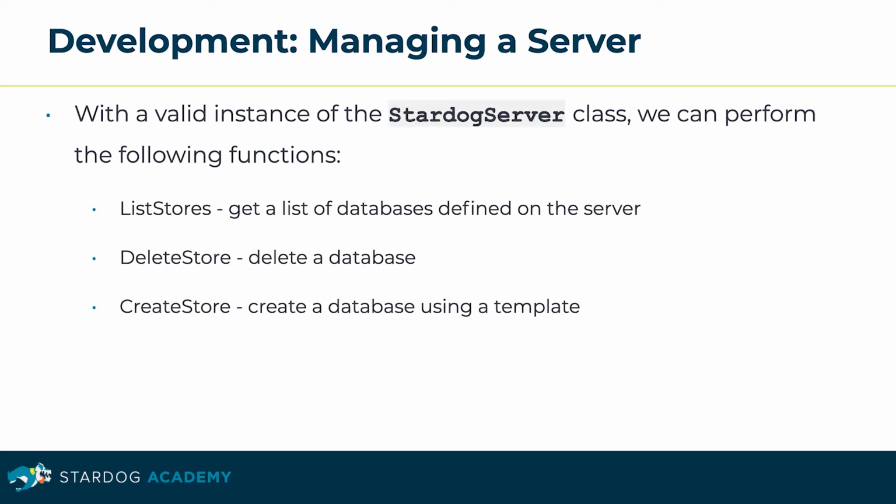With a valid instance of the StardogServer class, we can perform the following functions: list stores, get a list of databases defined on the server; delete store, delete a database; create store, create a database using a template. dotNetRDF allows you to create databases using a template. The template defines various database options which will be used when creating the store.